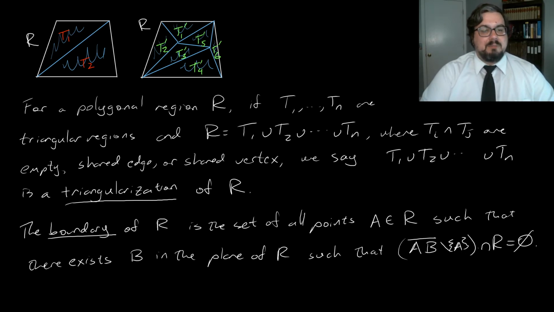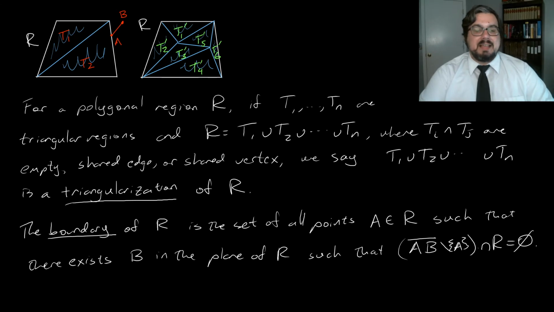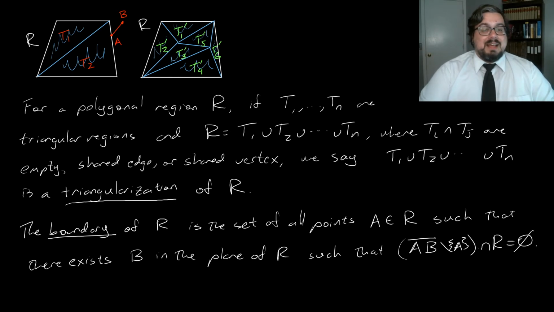So if I look at my region R and I look at my left figure up here, then if I take a point A right there, and then I draw any segment, or it's possible for me to draw a segment that goes over here to a point B, and the only point of this segment AB that actually lies in R is the point A itself. No other points of this segment actually lie in R. So this tells me that A is on the boundary of R.